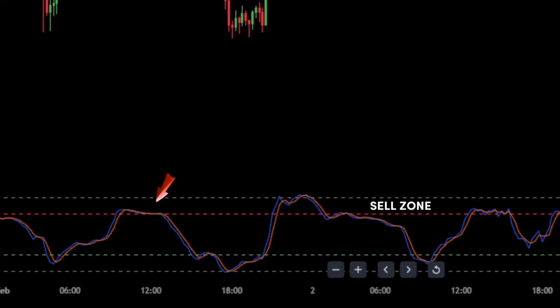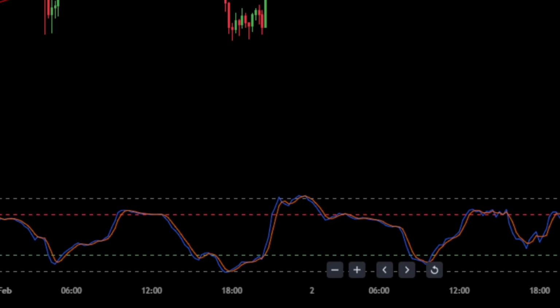On the other hand, if the stochastic signal line enters the level 76 to 94 area, this means the stochastic signal line has entered the sell zone. You can wait until the stochastic signal line crosses back below level 75 before placing a sell entry. Make sure that during this process, the stochastic signal line does not rise above level 95. If it does, the sell signal is invalid.